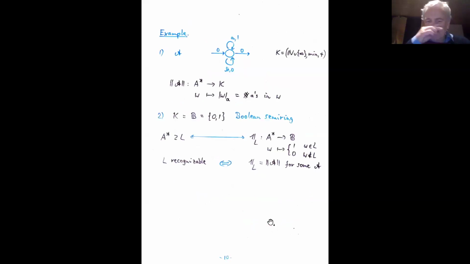Okay, so as an example, consider this automaton here. We have only one state. It's initial and final with weight 0. We can execute a with weight 1.